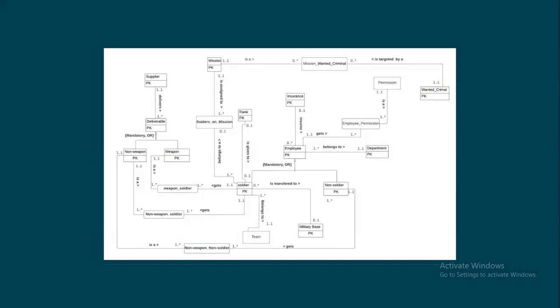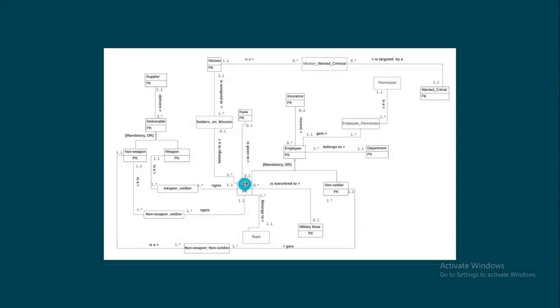The relationship between a weapon and a soldier is that a non-weapon can be delivered to a soldier, but the decomposition resulted, so we have non-weapon soldier. The same goes for the weapon. A weapon can be delivered to the soldier, but also the decomposition resulted, which is weapon soldier. You can also see that from the supplier to deliverable, a supplier delivers a deliverable, and deliverable is classified into a non-weapon and a weapon, because a supplier can supply weapons or supply food, clothes, and other items.